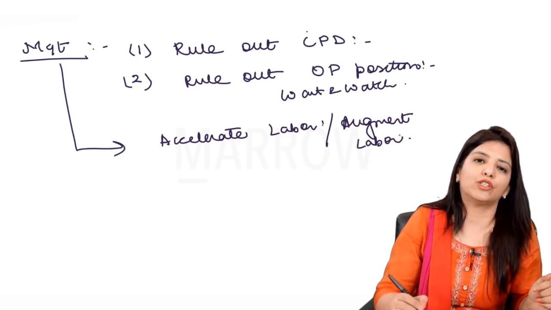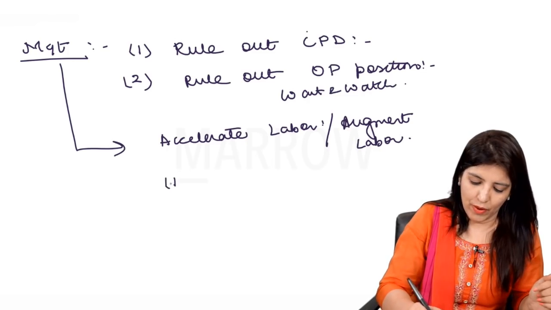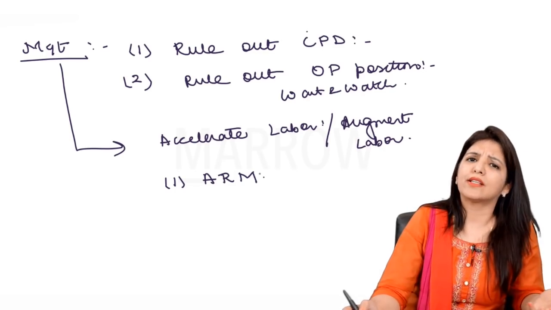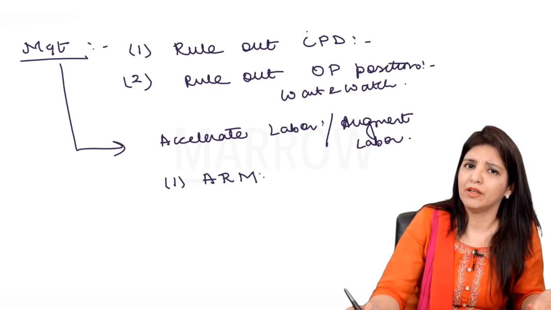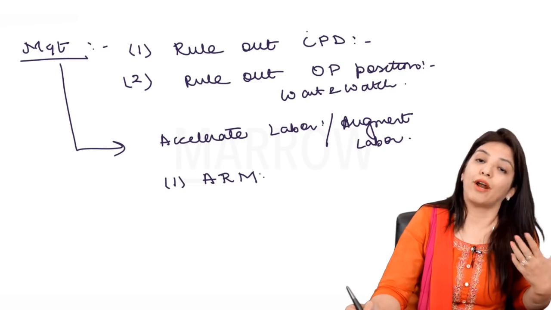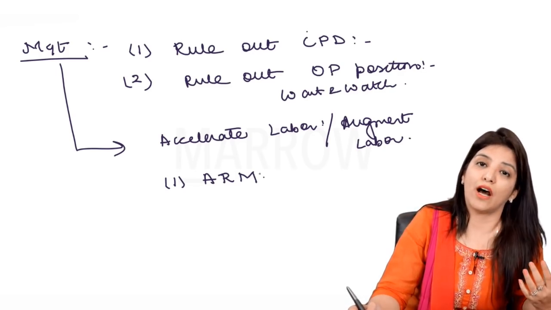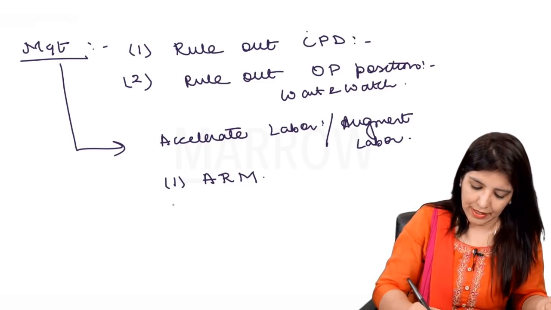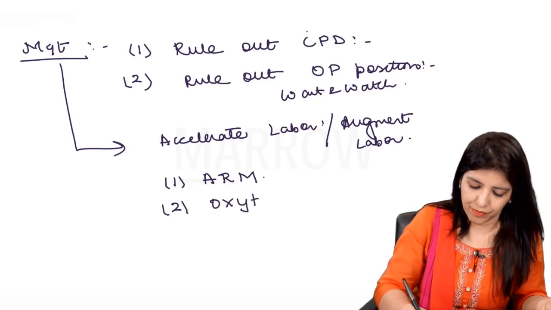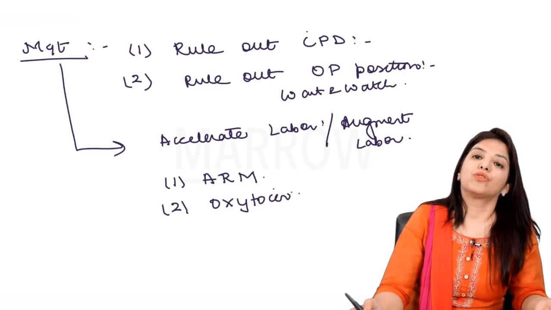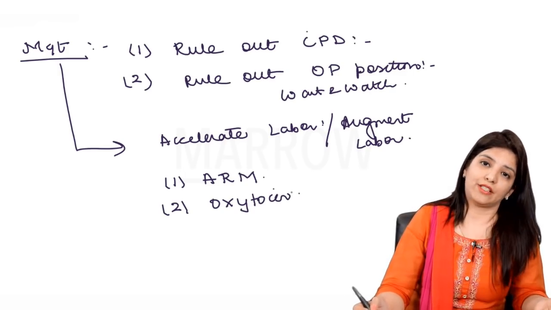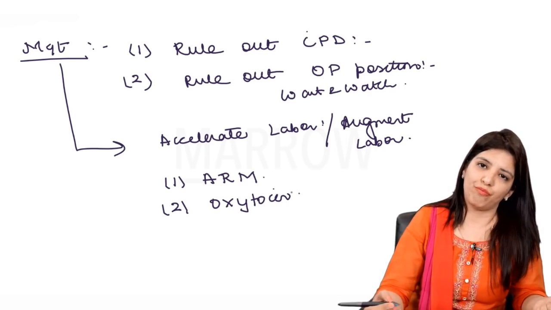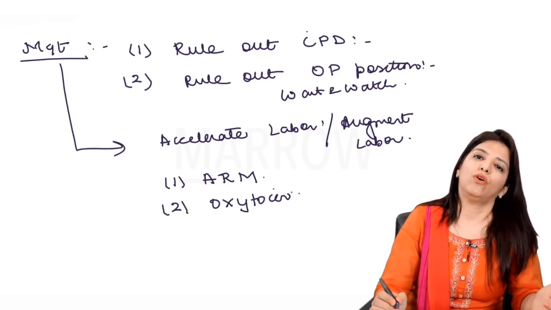There are 2 methods for augmenting labor. Number 1, artificial rupture of membranes. Why does artificial rupture of membranes augment labor? Because when you rupture the membranes, prostaglandins, PGE2, are released, and that augments labor. Number 2, oxytocin. So the management of protracted active phase is to augment the labor by artificial rupture of membranes or by giving oxytocin.